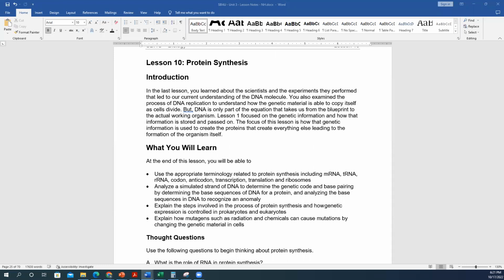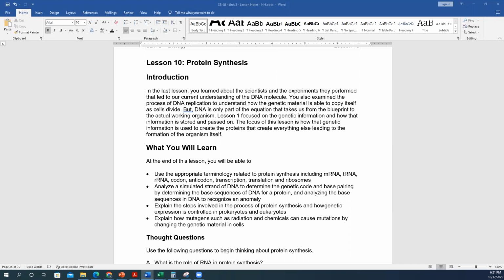Sorry about that. All right, so today's lesson on protein synthesis, we talked, in our last lesson, about some of the experiments that the various scientists had done that brought us to our current understanding of the structure of the DNA molecule. But there's more to just DNA and DNA replication and how genetic material is copied and passed on in cells. What DNA really is, is the blueprint, the instructions to the working of the organism as a whole.